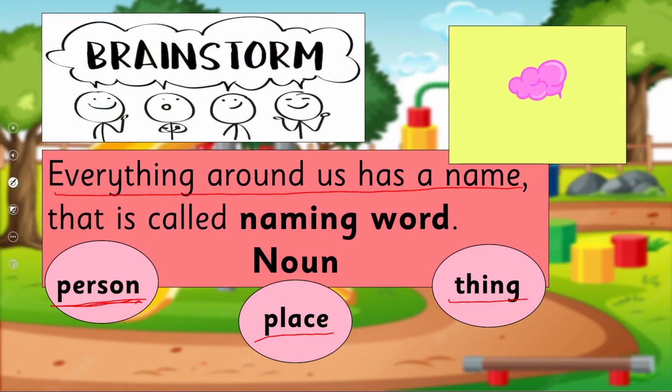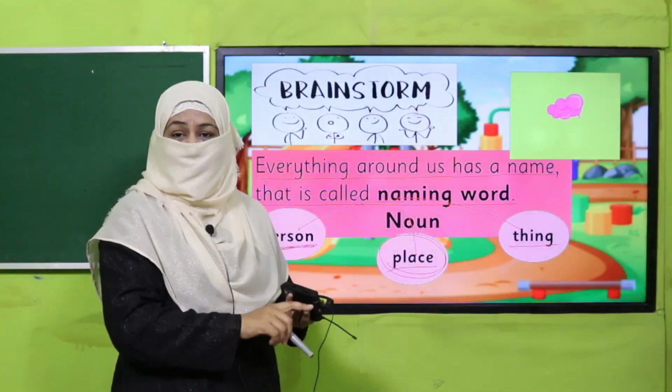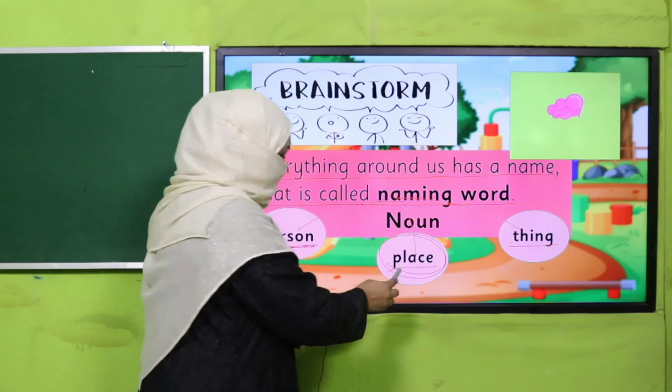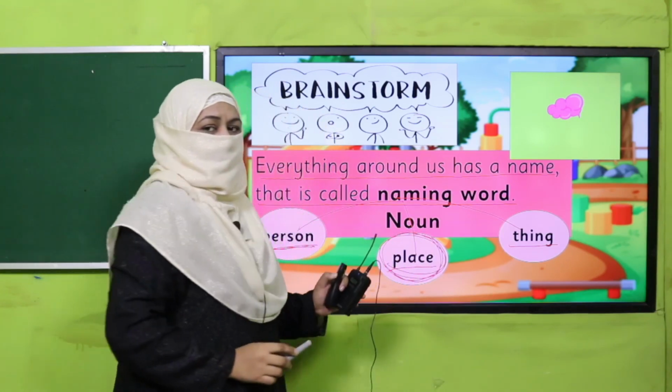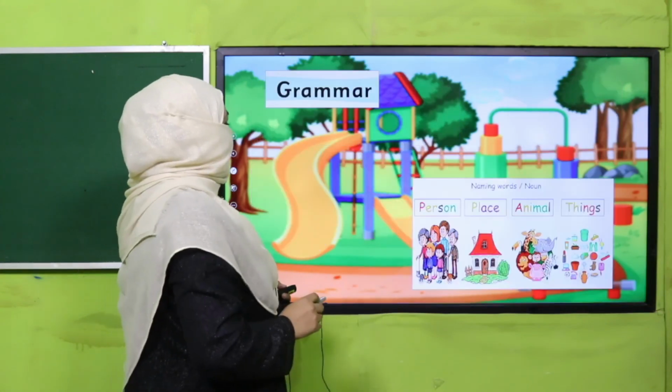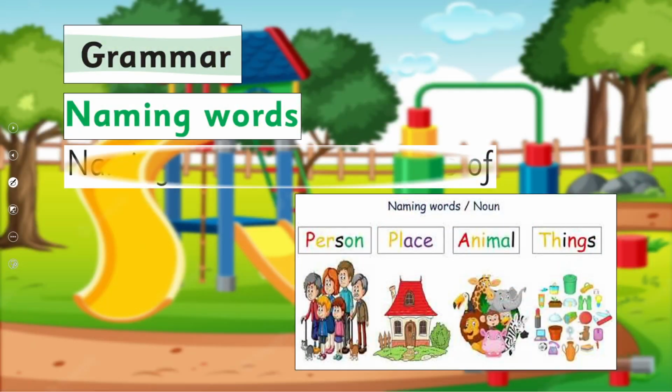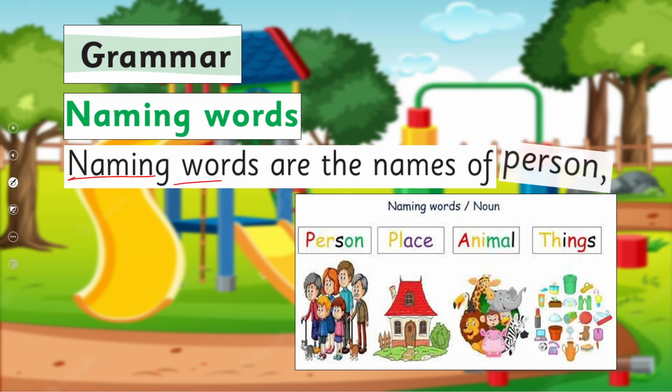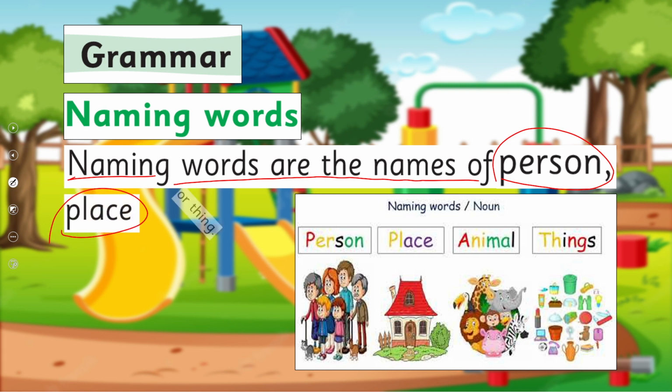Everything around us has a name, that is called naming word. It can be a person, it can be a place, and it can be a thing. And place means country, city, even your school, masjid, library, the place, okay? These are the examples of place. So, everything has a name, everything, okay? Your grammar says, naming words are names of person, place, or thing. Usually, this is how we define naming words.